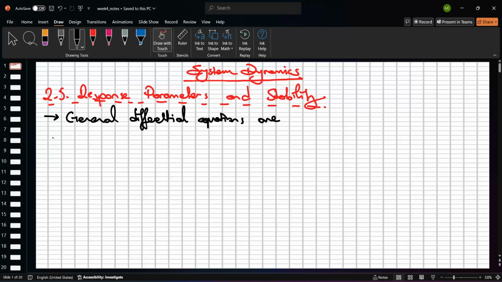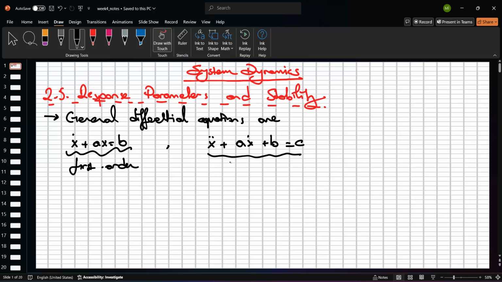are x dot plus ax is equal to b, and x dot dot plus ax dot plus b is equal to c. What's the definition of these things? Which order? First order, right? In the second case, it's the second order.